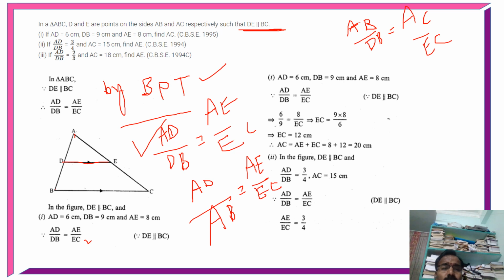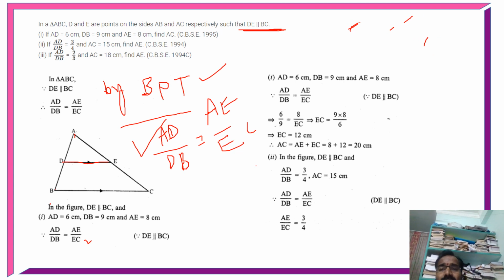So keep in mind, students, by BPT, if a line segment is parallel to one side of a triangle, we can write AD by DB equals AE by EC, first result. AD by AB equals AE by AC, second result. AB by DB equals AC by EC, third result. Any one of these three results, depending on the situation, we will use. These two results are not needed right now. In this particular problem, we will use AD by DB equals AE by EC, because AD is given, DB is given, AE is given, and EC we are about to find.